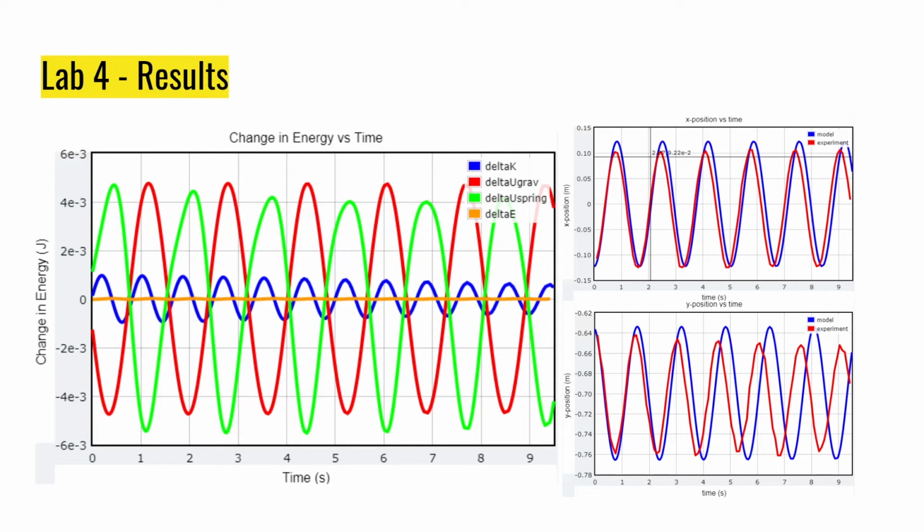Here are the results. In the change in energy versus time graph, the delta E always remains 0, because the sum of its components always equals out to 0. The x position and y position versus time graphs compare the model and experimental data. The data is roughly similar, which can be attributed to human error and assumptions on forces acting on the system.